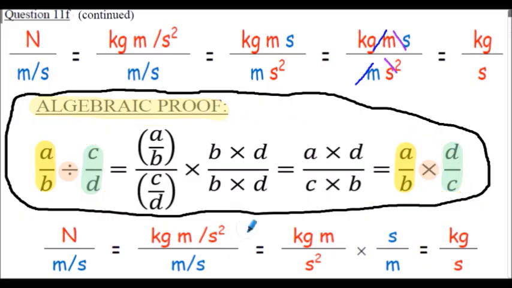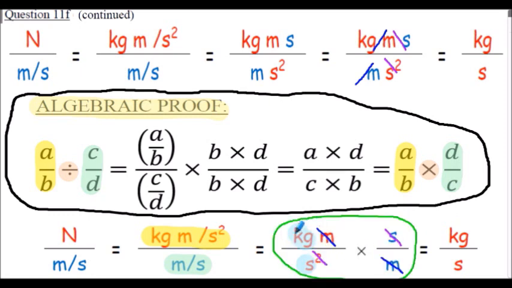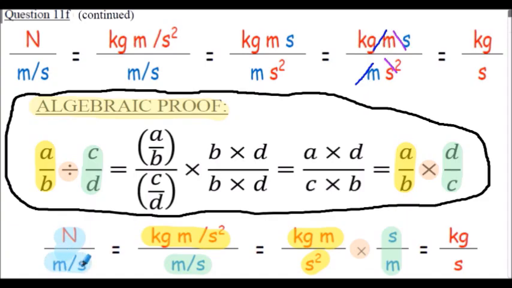So applying this principle to the unit problem, we have kilogram meter per second squared as being our first fraction. That's divided by the meter per second, which is our second fraction. So multiplying the first fraction by the reciprocal of the second fraction and cancelling the respective units, we can again show that the Newton per meter per second is the same as the kilogram per second. But that's just for your background reference.